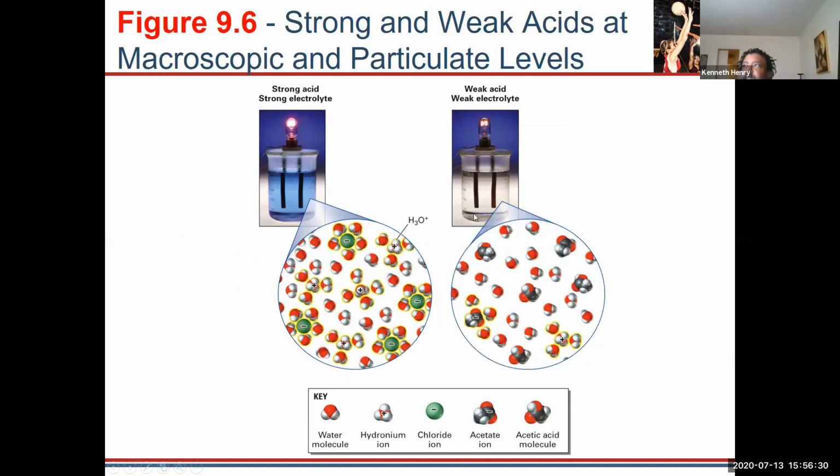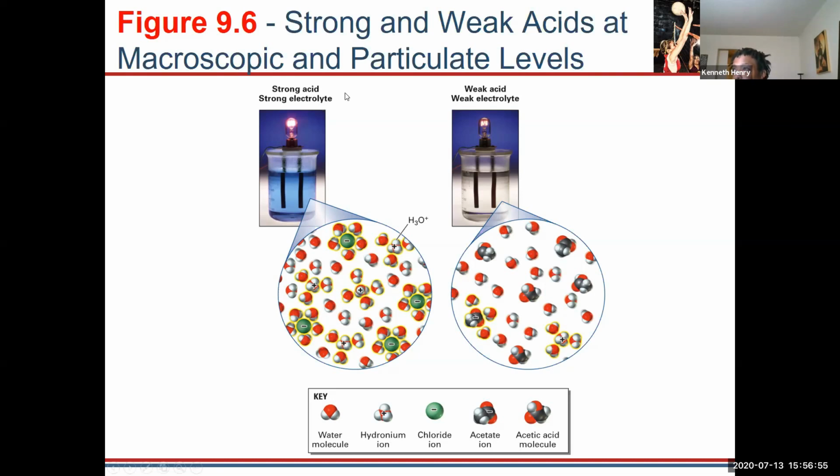Okay, so this is just basically showing you the difference between a strong acid and a weak acid. You see a strong acid makes our light bulb bright, right? Because it's totally separated. You just have your ions in solution, whereas with a weak acid, most of your ions are still connected together. Most of your acid is still connected. It's not separated. It's not ionized. So this is basically just showing you that.